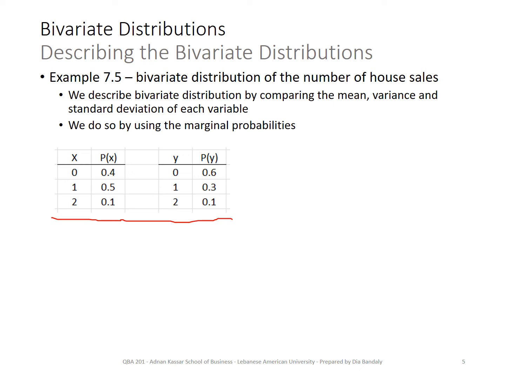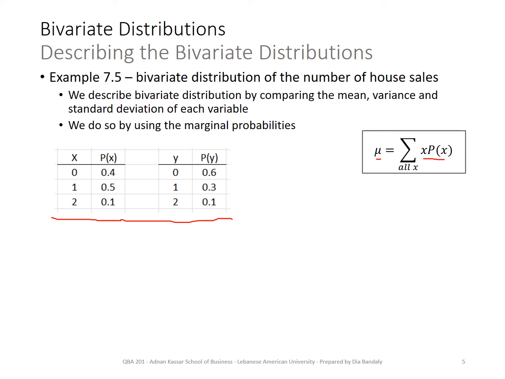How to find the mean? Remember, we learned how to do that. Remember this equation: mu is equal to the sum of x times P of x. So we multiply each value of x by its corresponding probability, and then we sum them all. So for x, can you find mu? I strongly advise you to stop the video now and do it on your own and check your answer.